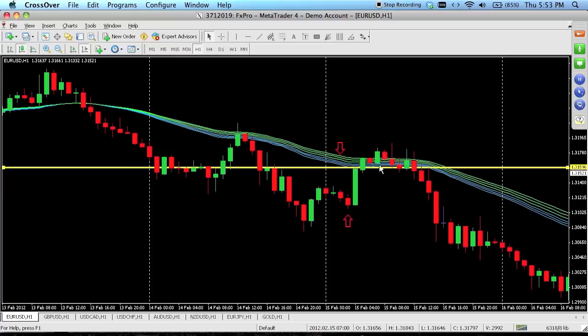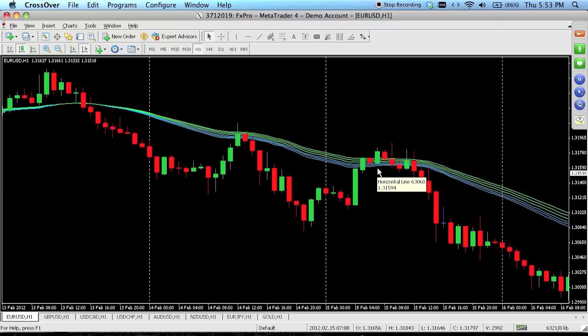Now the situation has turned. We have closed onto the other side. Okay, the candle has now closed onto the other side of the MA. Now the trade is void. You end up not entering this trade whatsoever, nor do you take a hit, because you know now the trade is voided because the candle opened on the other side.